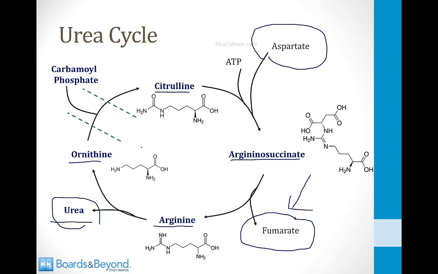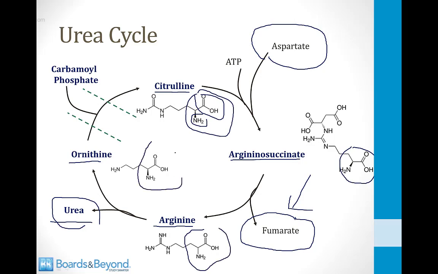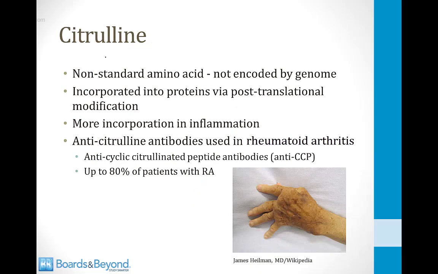Let me just point out to you that all the structures I've shown on the screen are amino acids. They all have an amino group and a carboxylic acid group. So citrulline is an amino acid, so is argininosuccinate, so is arginine, and so is ornithine. Only arginine is a standard amino acid and coded by our genome. The other three structures are non-standard amino acids. They can be synthesized as part of the urea cycle or other metabolic pathways, but they are not coded for by our genome.